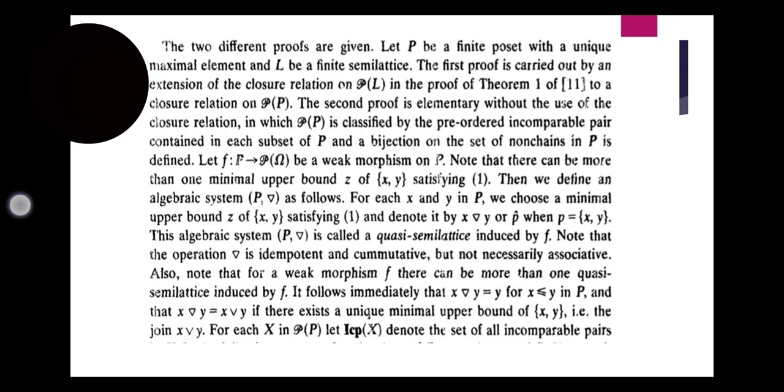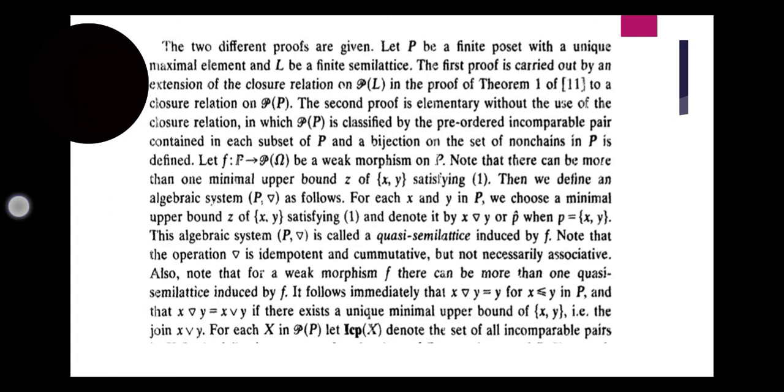incomparable pair contained in each subset of P and a bijection on the set of non-chains in P is defined. Let F from P be a weak morphism on P. Note that there can be more than one minimal upper bound z of x and y satisfying. Then we define an algebraic system as follows. For each x and y in P, we choose a minimal upper bound z of x and y satisfying and denote it by x or y. This algebraic system is called quasi-semilattice, induced by F.